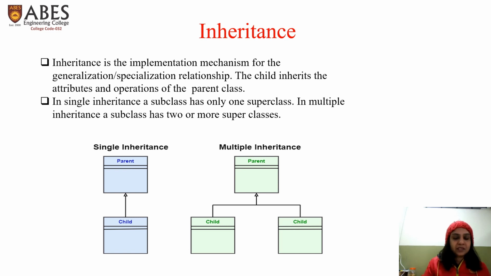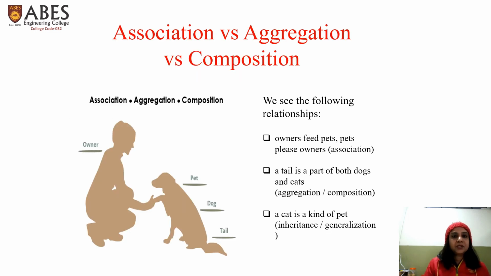Inheritance can be single, multiple, multipath, multi-level, hierarchical, and hybrid. So these are the differences between association, aggregation, composition, and inheritance. Just see this example. If the owner feeds pets, then pets will please the owner. This is the association between the pet and the owner. The second example is: a tail is a part of a dog and a cat.